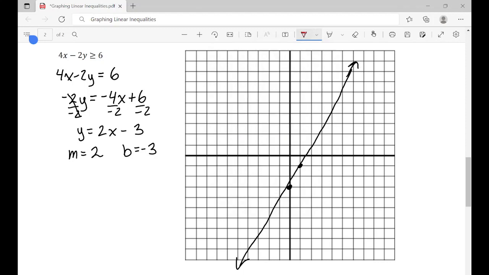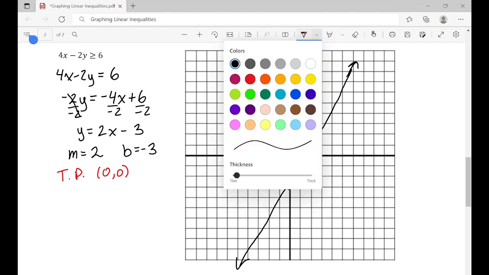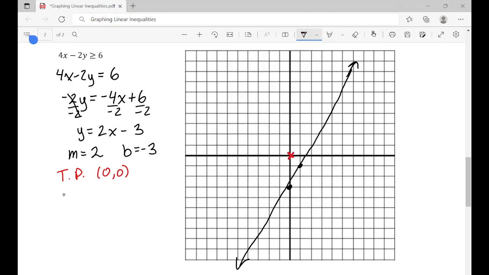And now I'm going to pick a test point anywhere on the graph that's not on this line. So pick again something simple. I like 0, 0. So my test point again is 0, 0. And I'm going to plug it back into the original inequality. So 4 times 0 minus 2 times 0 is greater than or equal to 6. So 0 is greater than or equal to 6. So is this true? Is 0 greater than or equal to 6? No, this is false.